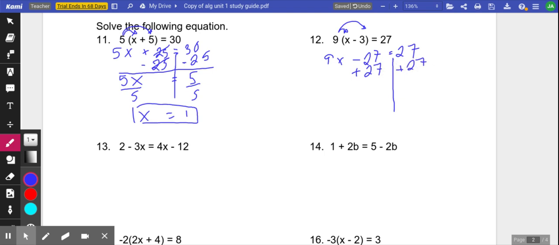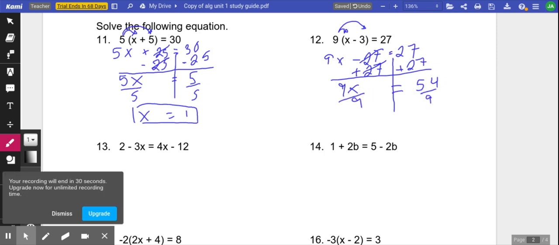Okay, so then we have 9x. These cancel out, equals 27 plus 27 is 54. And then we divide by 9 on both sides because we have a 9x here, which is 9 times x. So to isolate the x, we divide by 9 on both sides. And we get x equals 6.